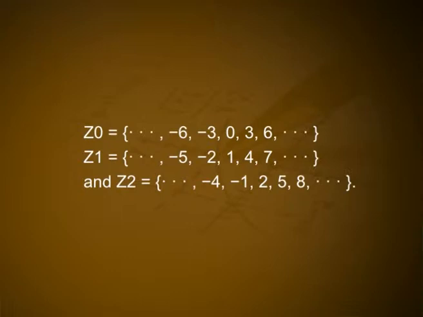Z1 equals the set of all elements 1, 4, 7, etc., minus 2, minus 5, etc., and Z2 equals the set of all elements 2, 5, 8, etc., minus 1, minus 4, etc. Clearly, the 3 sets are pairwise disjoint and their union is the set of all integers. It is possible to make out the equivalence relation when a non-empty set and a partition of it are given.